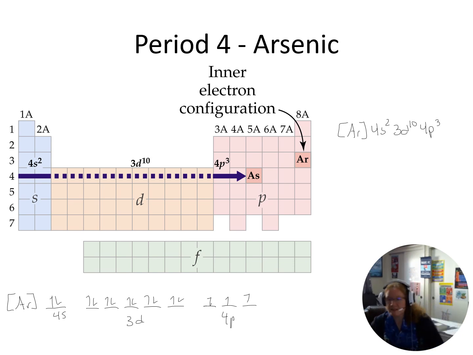Okay, now what's interesting is the s and the p electrons are considered the valence electrons. So 4s2, 4p3, 2 plus 3 gives me 5, and so arsenic is indeed over here in group 5A with 5 valence electrons. Arsenic's a main group element, so those 5 valence electrons are the valence electrons.